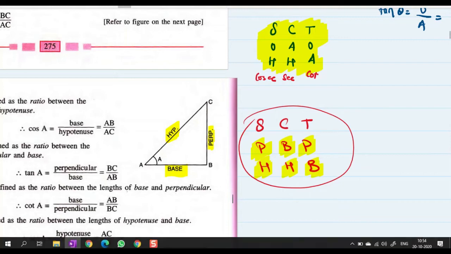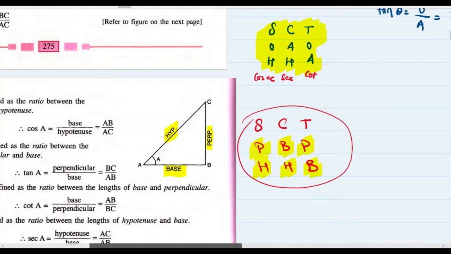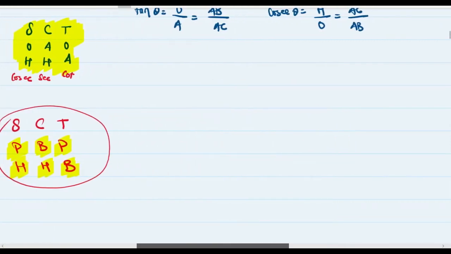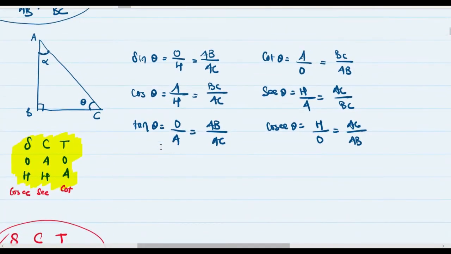These are the mnemonics, and these will help you remember the formulae for finding different trigonometrical ratios. Once you are comfortable with finding the formula for different trigonometrical ratios, it's going to be very easy for you to solve any questions based on trigonometry. All right, let's go ahead.